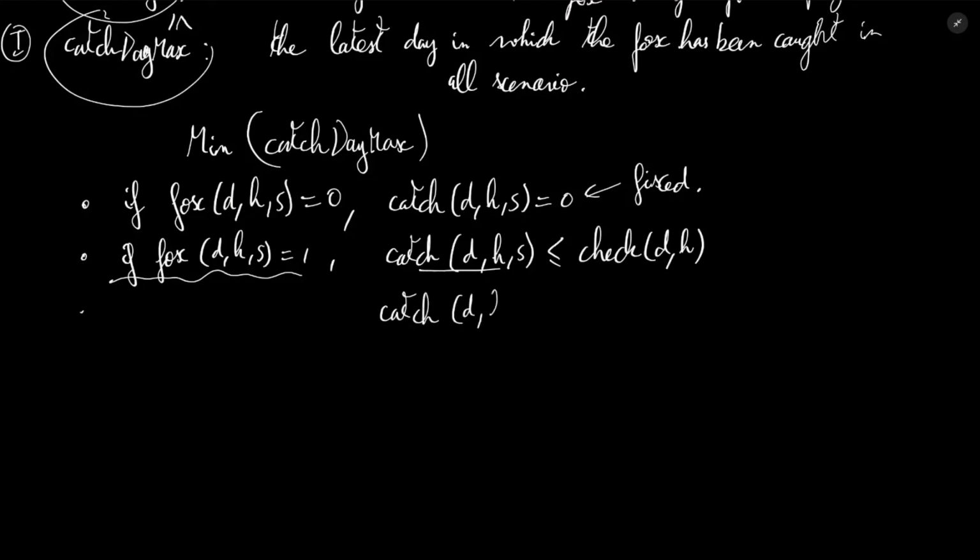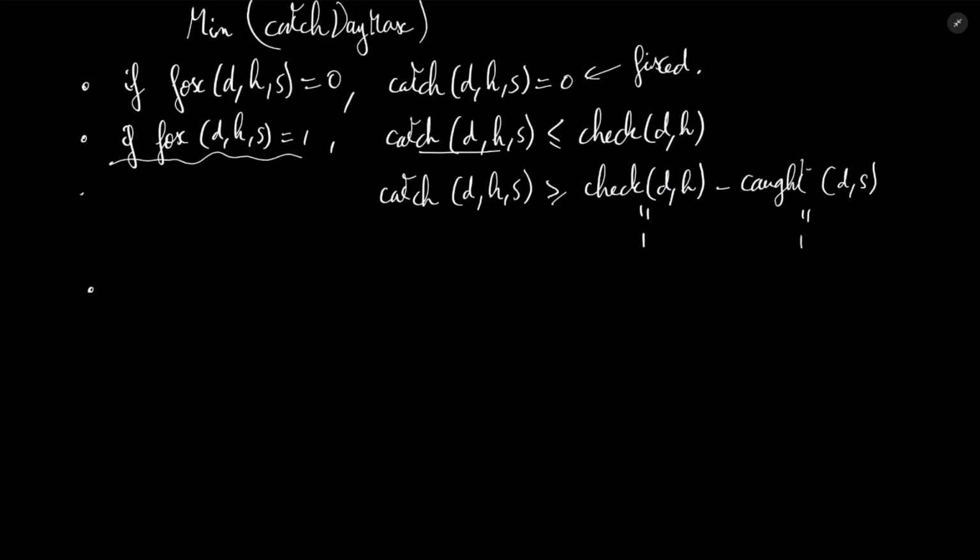So catch DHS is greater than check DH minus caught DS. And the reason why we can write that is that even if we do check in a specific day on a specific hole, if in one specific scenario S the fox has been already caught, we are not considering that we can catch it again. Because at the end of the day, we want to be only able to catch the fox one time per scenario. Okay.